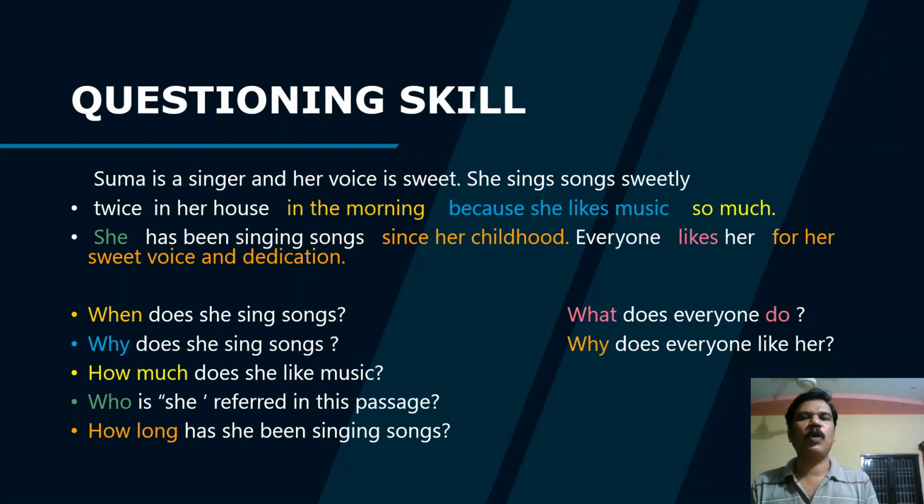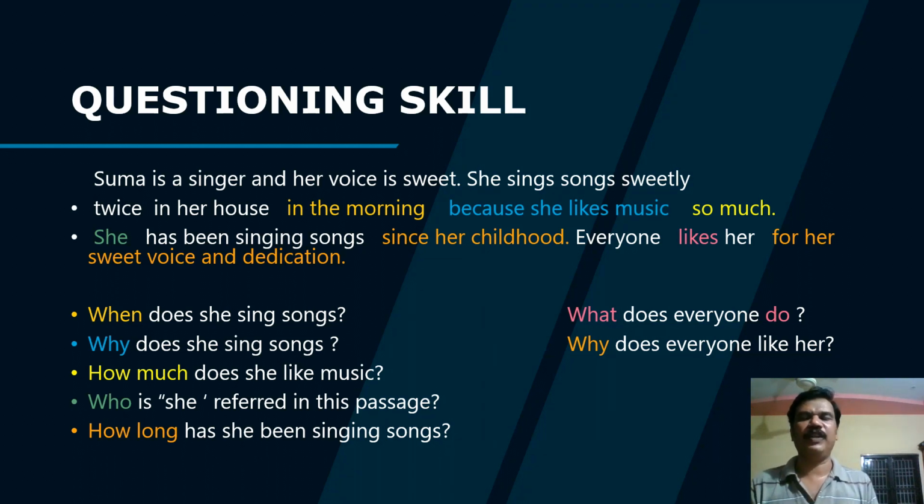And so much. So much is also part of likes. Like is simple present tense. So how much does she like music? Why do we use does here? Because likes is simple present tense. So much, how much. Next, she. For example, because we wrote the name Suma at the beginning of the paragraph, now it is the third sentence or fourth sentence, now you may have forgotten it. Now I want to know who she is. So how can you ask a question?